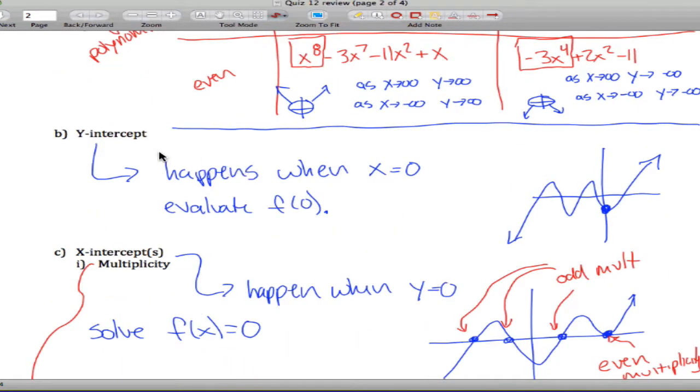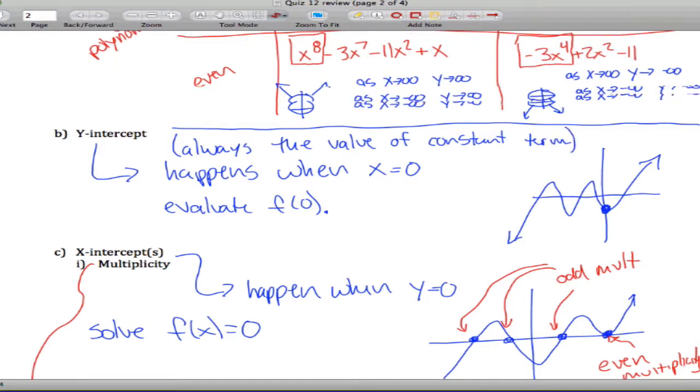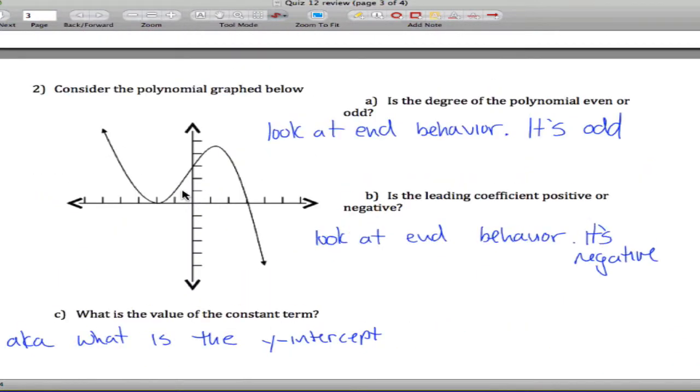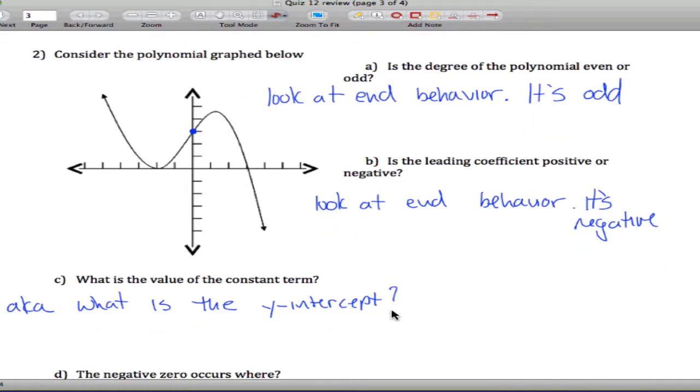That might be worth writing. The y-intercept is always the value of the constant term. So therefore, if I go over here, my y-intercept looks like it's at 3. My y-intercept is at 3, so the constant term has a value of 3.